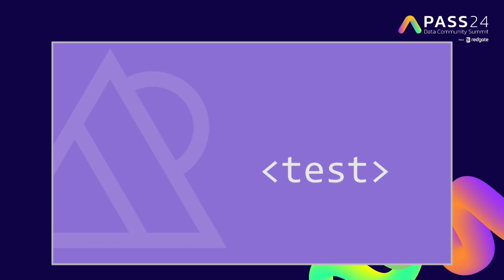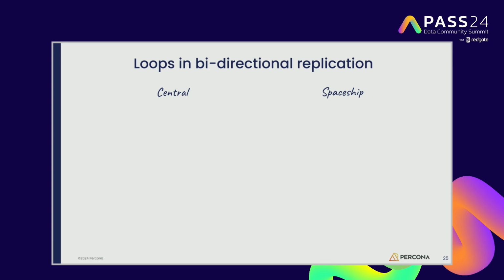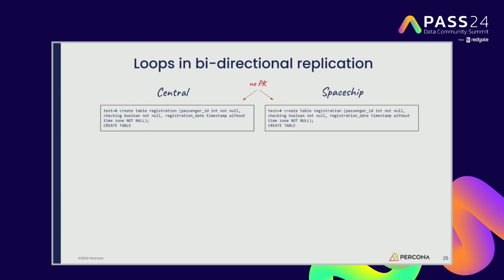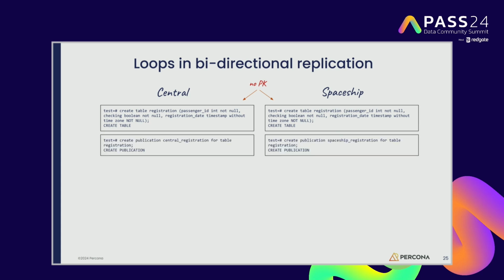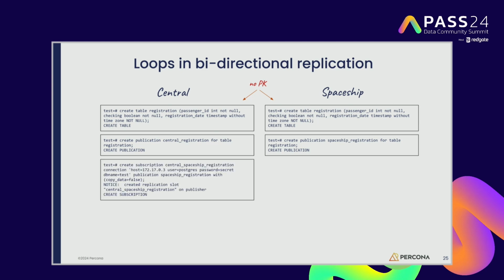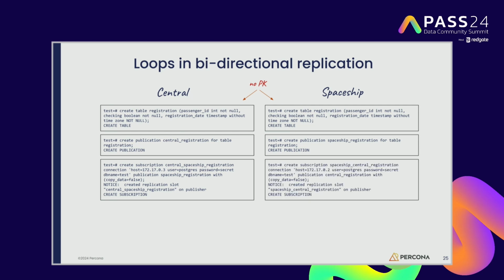Okay. Now, let's leave that initial prototype aside, and just look at one of the problems that we have with bidirectional replication, which is called loops. Loops in bidirectional replication. What is this? So I'm using a test database here and creating just the registration process, just part of what we were doing, right? This time I'm not adding any primary key, just to make this example more straightforward. So I create a publication central, I create a publication spaceship, and each one is subscribed to the opposite publication, okay? So the table registration is replicated from both sides.